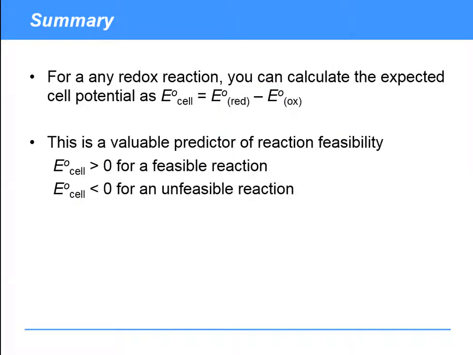So just to summarize, for any redox reaction you can calculate the expected cell potential in this way. And this is a valuable predictor for reaction feasibility because if it's greater than 0, it's a feasible reaction. If it's less than 0, it's an unfeasible reaction. So as long as you can work out from your equation which species is being reduced and which is being oxidized, you can use this prediction to work out whether a reaction is going to be feasible or not.